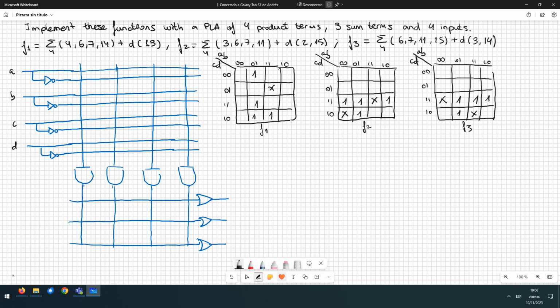So let's obtain the prime implicants. For example, here we have this one, this one, and this one, and all of them are essential prime implicants, so I have to use all of them. And I'm going to make it quick because you know how to do it. So the min terms are these ones.